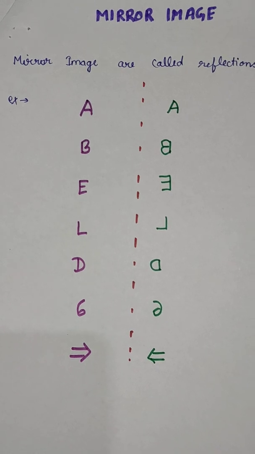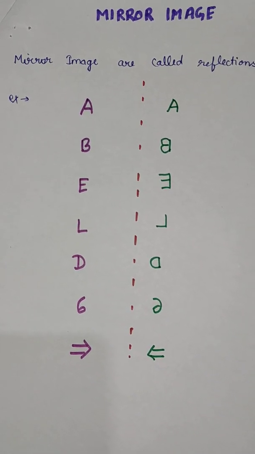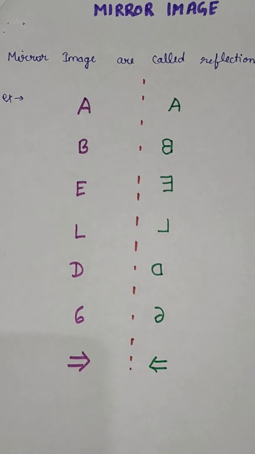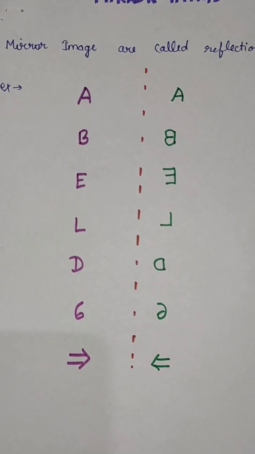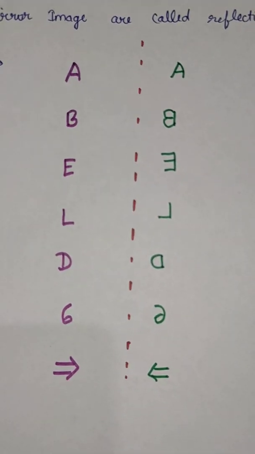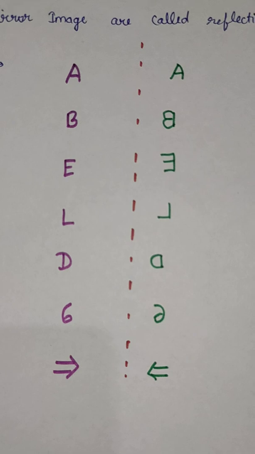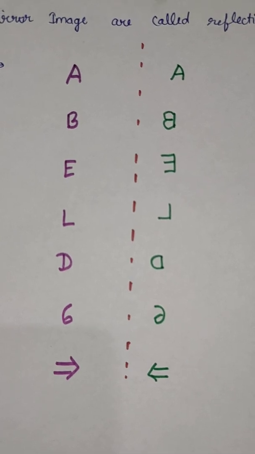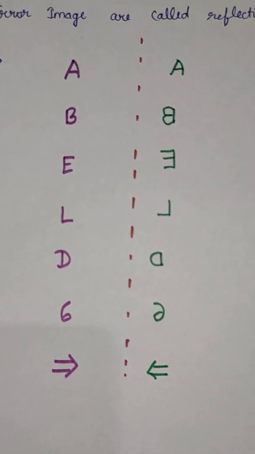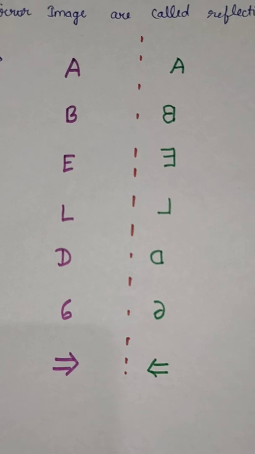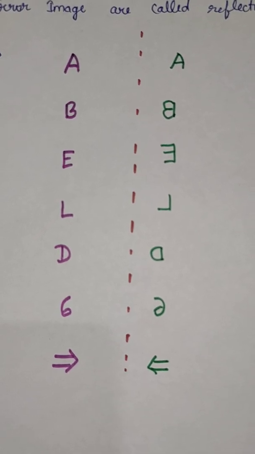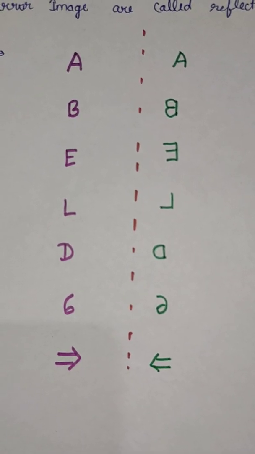Now mirror image is called reflection. If we see anything in the mirror, we see the reflection of that thing. So I have taken some examples. As you know, A is the same, B will look like this. E is also different, L, D, 6 and an arrow. So some examples are here.